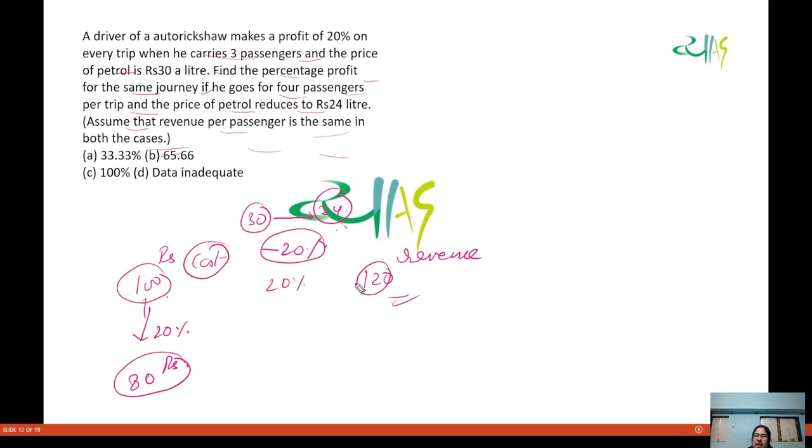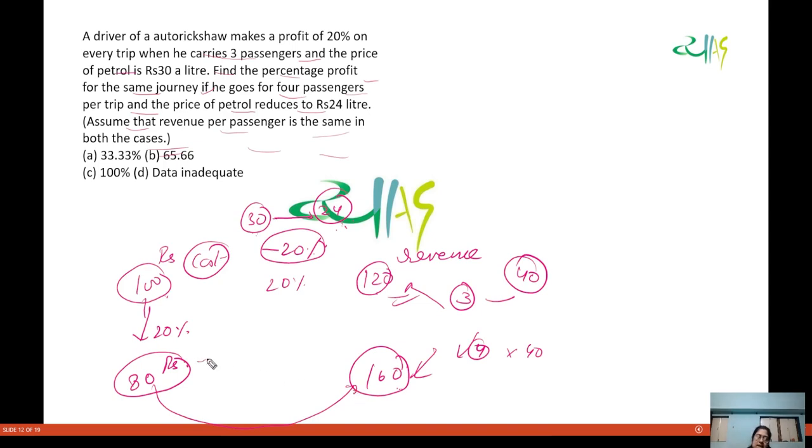But earlier, with 120 rupees revenue, he was carrying 3 passengers. So that means per passenger he is getting 40 rupees revenue. If he carries 4 passengers, how much revenue is he getting? 160, because 4 into 40. So from 80 to 160 means he is getting 100% profit.